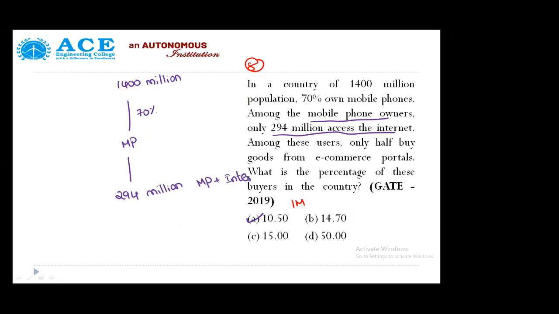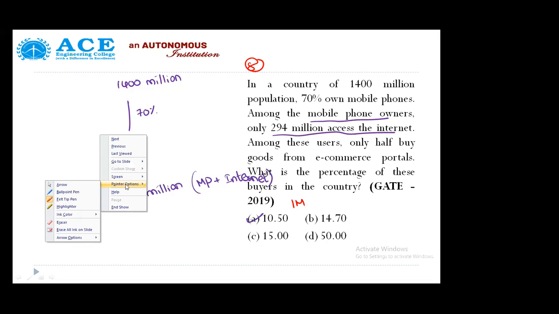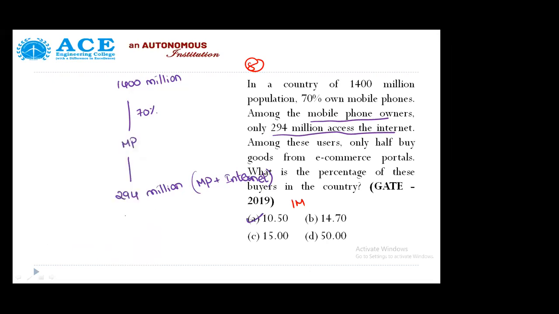Now, e-commerce portal. I think you're using Flipkart or Amazon. You people are buying goods, right? How many people are buying goods is half of this. So half of these people are buying goods in e-commerce portals. We can say 147 million people are buying. These are called e-buyers also. Those who are buying in e-commerce portals using a mobile phone with internet, we can call e-buyers as well.